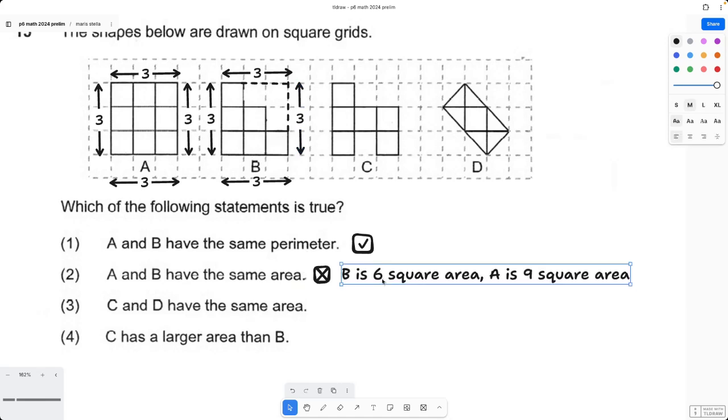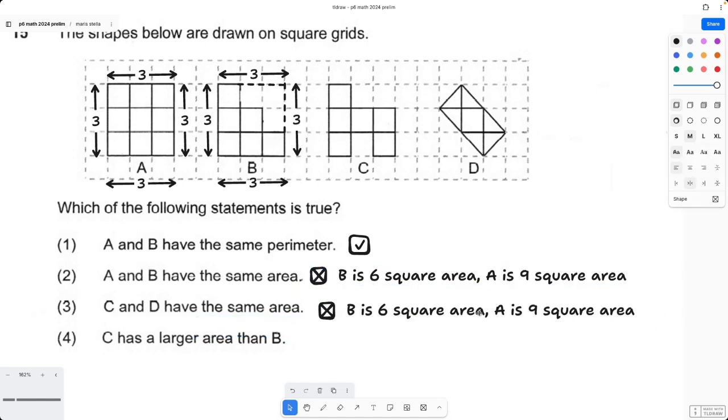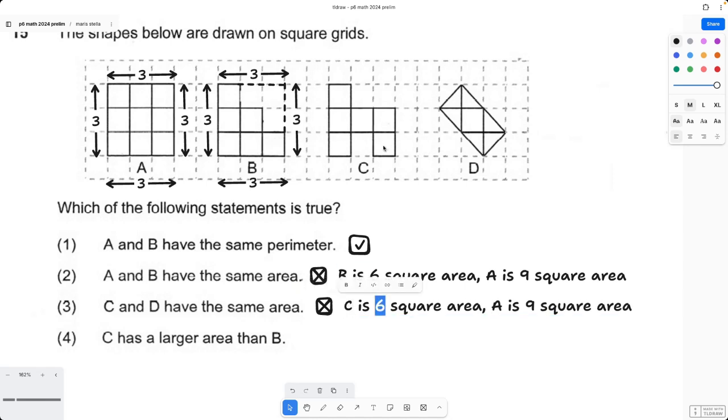Okay, so C and D have the same area. So 1, 2, 3, 4, 5, 6. So 2, 3, 4. So this is also nope. C has 1, 2, 3, 4, 5, 6. So C is 6 also. This is 1, 2, 3, 4. D is 4 square area.